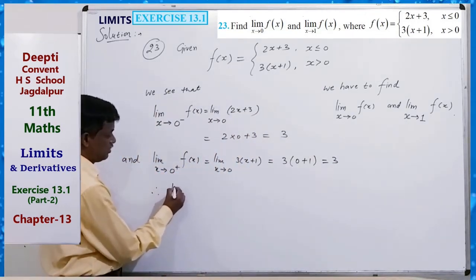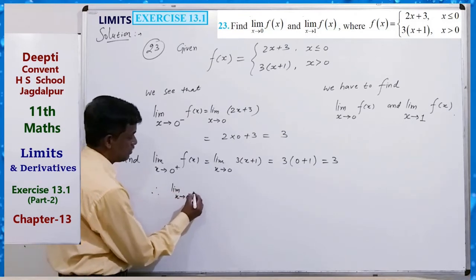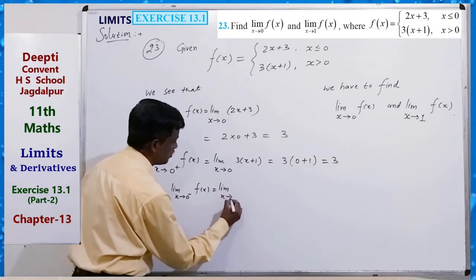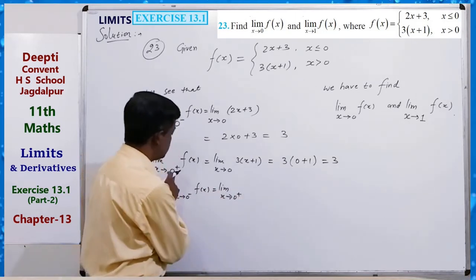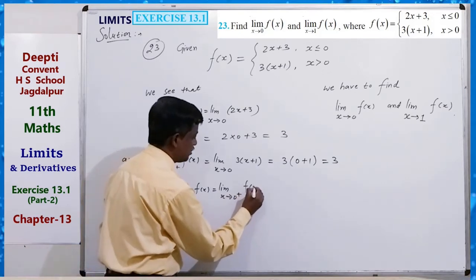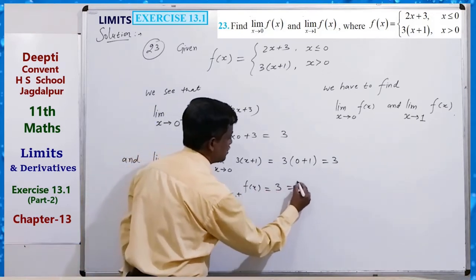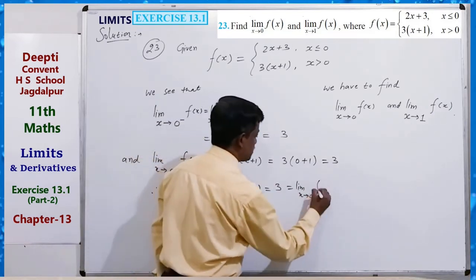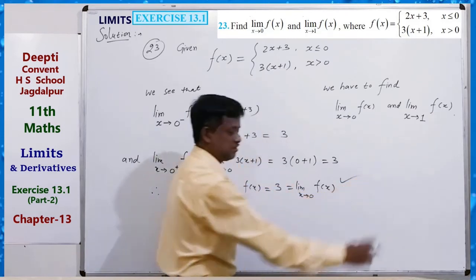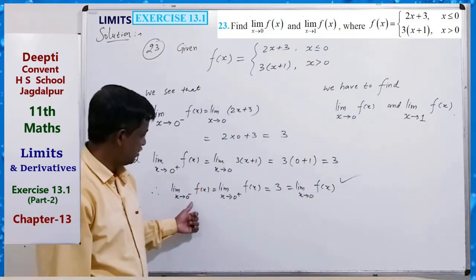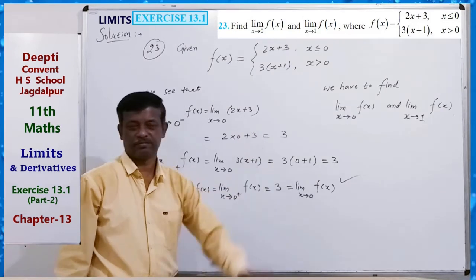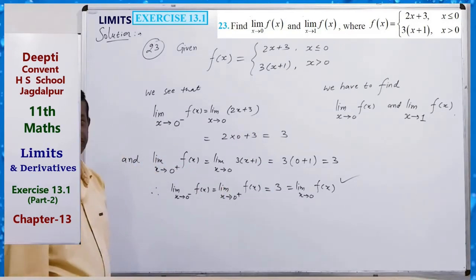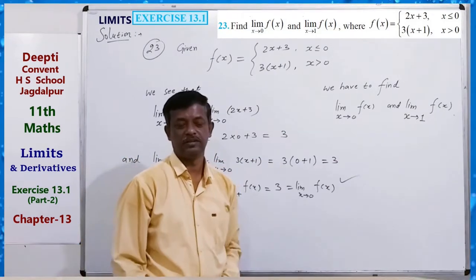Then the left hand limit of f(x) equals the right hand limit, plus sign for right. Both are 3. This is the limit of x tending to 0, the pure limit of f(x) exists. Because if the left hand limit and right hand limit are equal, then the pure limit exists and is equal to that value. Clear? Now for x equal to 1.